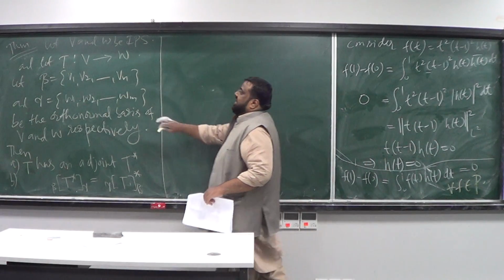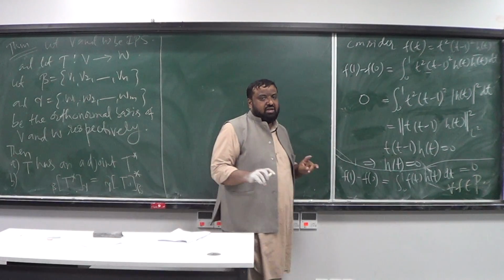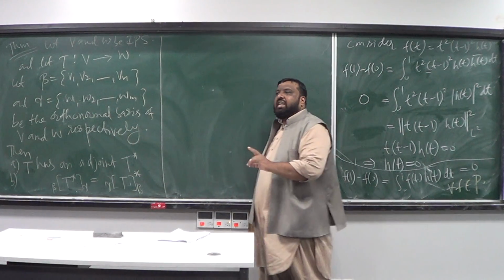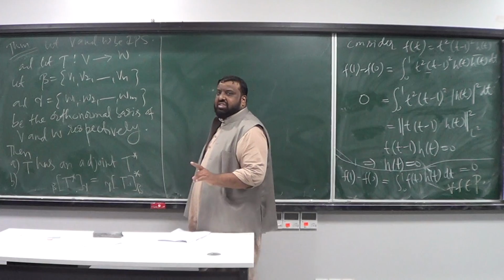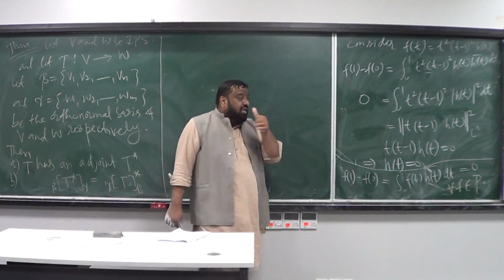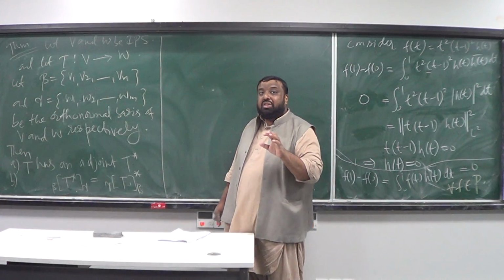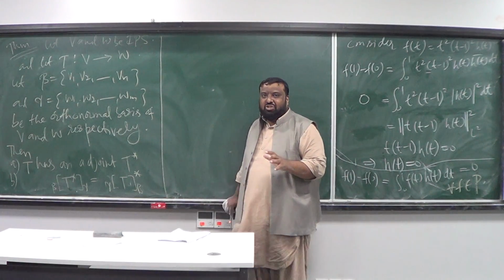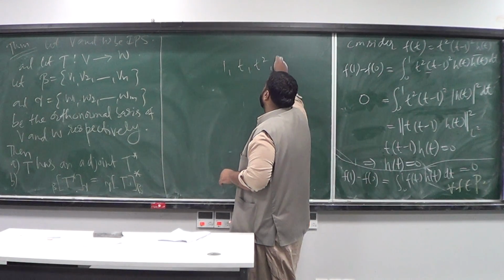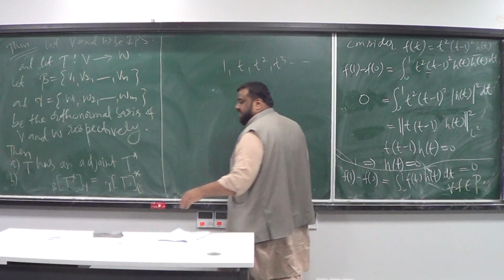So what is this result telling us? This result is telling us 3 important things. Number one, first of all, it's telling us that in finite dimension, every linear transformation has an adjoint. The previous case, where you had the space of all polynomials over the interval 0 to 1, was an infinite dimensional space, whose basis was 1, t, t square, t cube, and so on and so forth. So it's an infinite dimensional space.